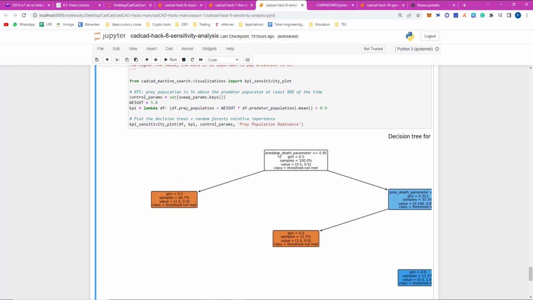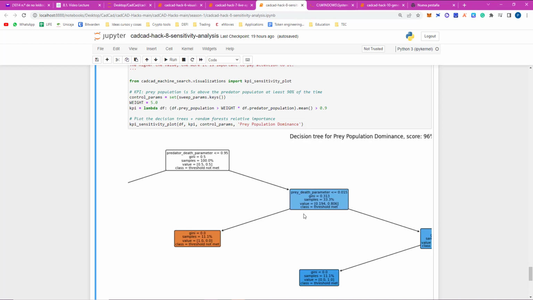So when the predator death parameter is below or equal to 0.95, so when that is true, the threshold is not met. When that is false, the threshold is met on a general basis. Okay, but from this 33%, you can separate a little bit more. You can go to 11% that is not met when the prey death parameter is below 0.015. Okay, so you take out another 11% that has this statement as true.